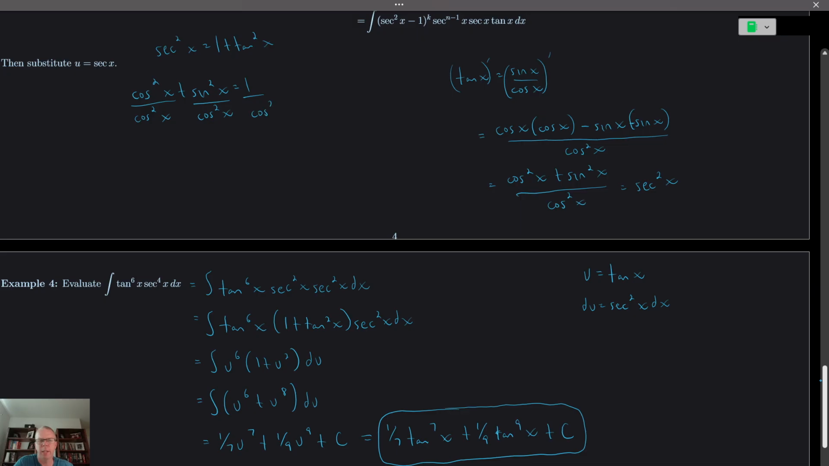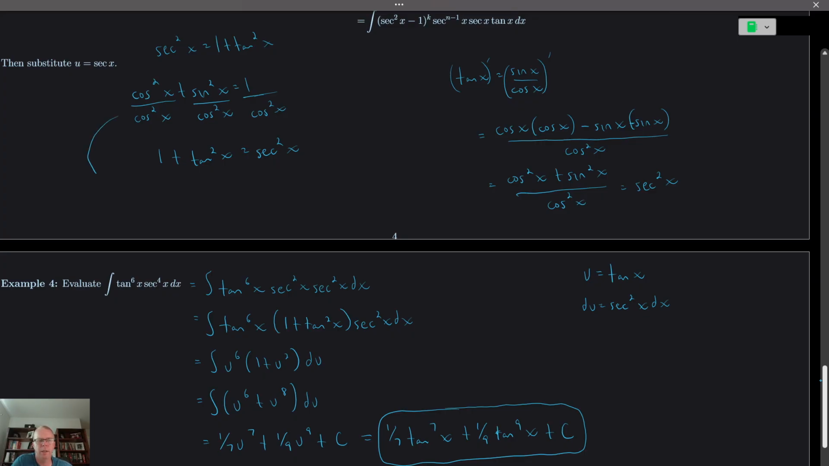So divide everything by cosine squared x. So that is a 1. Sine squared over cosine squared would be tangent squared, and then 1 over cosine squared is secant squared. And then you could also divide by sine squared.